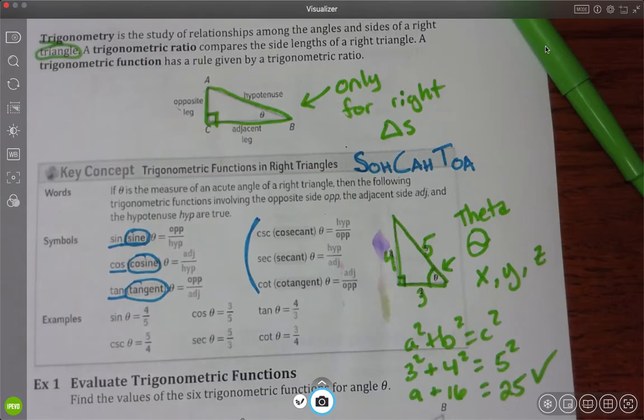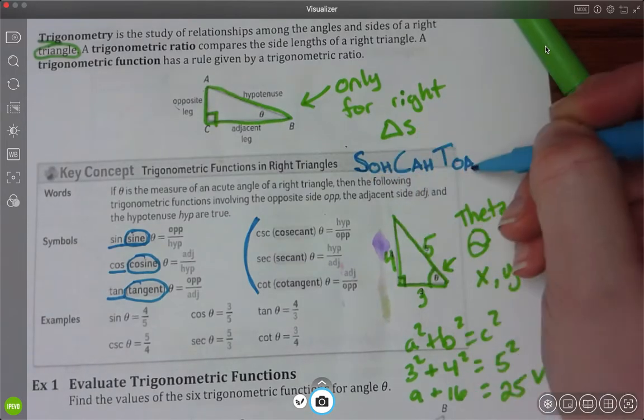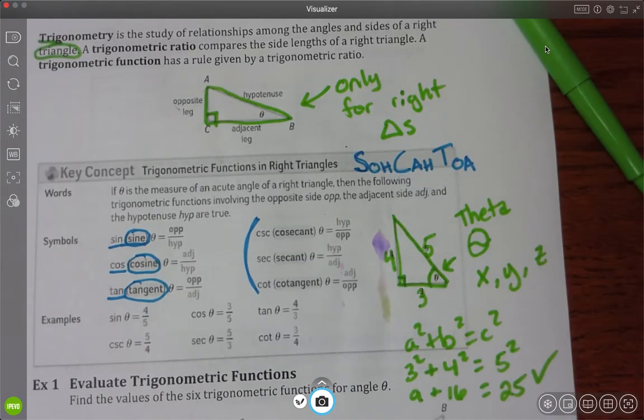We have sine, cosine, and tangent. Those are the 3 main trig functions that we're going to talk about. And SOHCAHTOA is going to help us figure out what each one is.